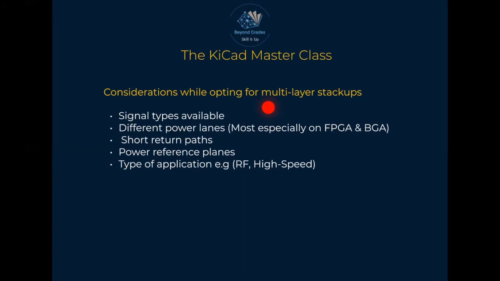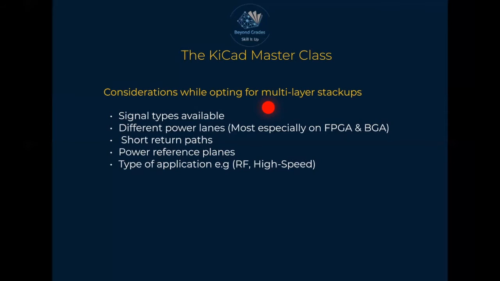So power lanes, actually, if there are very many, it's always good to have a dedicated plane for that. And of course, you cannot have this in a two-layer board. So, power reference plane. If you're going to go for a multi-layer board, you want every signal to have a reference power plane. And when I say reference power planes, I'm talking about VCC and ground. So these are things that you have to consider.